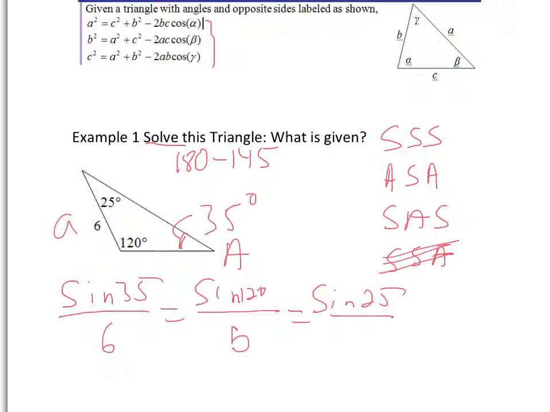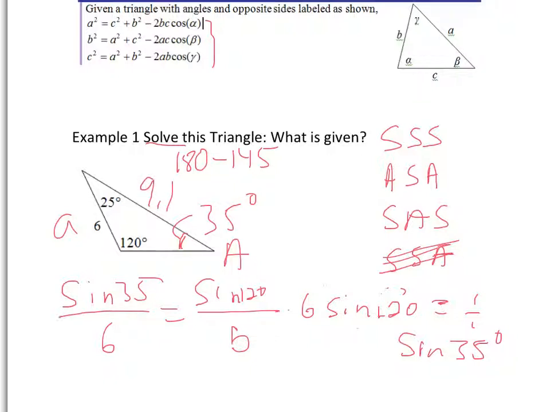To solve this, we can just ignore this last part and concentrate on these two, and then we have a proportion, and I can cross multiply and divide. So 6 times the sine of 120, then I would hit equals, and then divide by sine 35. The other caution is, again, make sure that you're in degree mode, not radian mode. When I did this earlier, I got 9.1. So that tells me that this hypotenuse is 9.1 long. Okay?